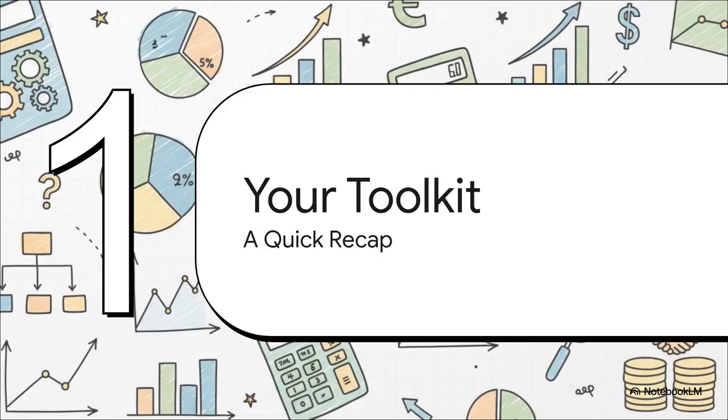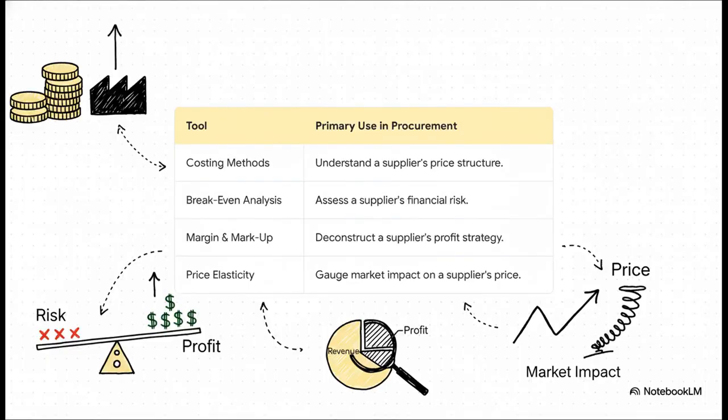Whew! We have just covered 4 really powerful financial tools. We've gone all the way from a supplier's internal costs to their position out in the wider market. So let's just do a quick recap of what each one of these brings to your brand new toolkit. So first, you've got your costing methods, which let you understand how they build their price. Then there's break-even analysis, which helps you assess their financial risk and stability. Margin and markup let you deconstruct how they build profit. And finally, price elasticity helps you gauge how much the market is affecting their price. Each tool gives you a totally different angle to analyze a supplier's position.